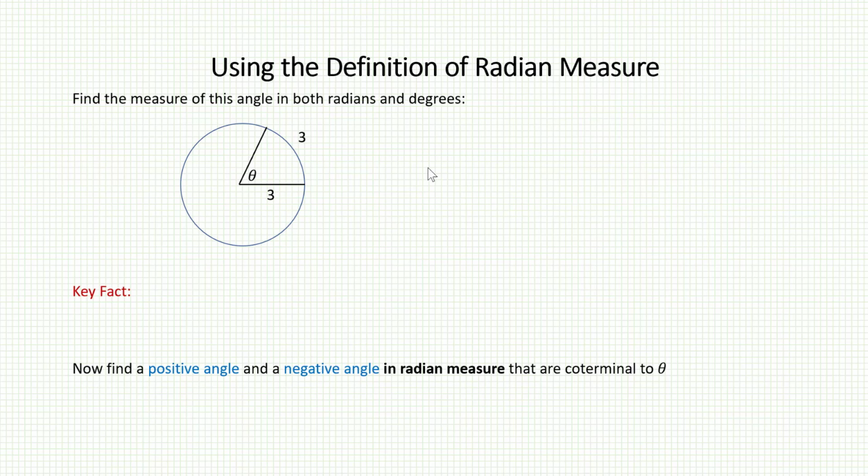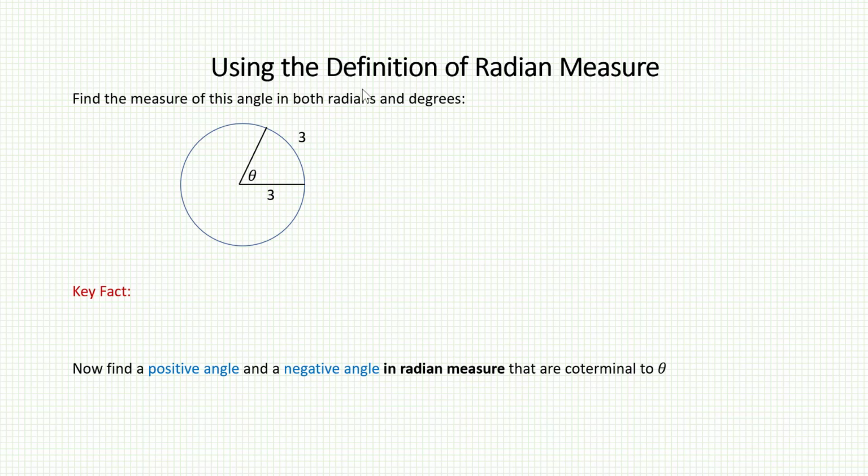Using the definition of radian measure. So we have an angle that's pictured here, and our job is to figure out the measurement of this angle in both radians and degrees. Let's see what we know. The angle is sitting here at the center of the circle. The radius of the circle is 3, and the arc length cut off by that angle is also 3 units.